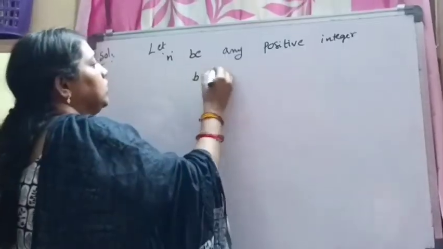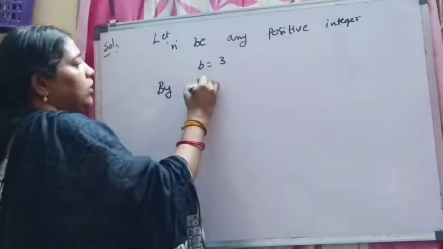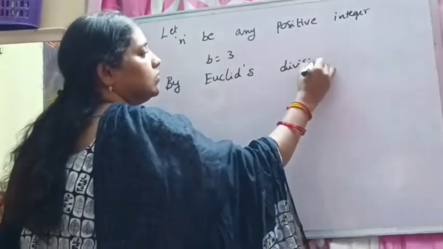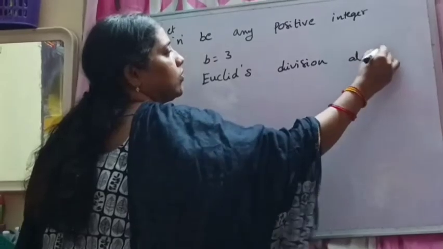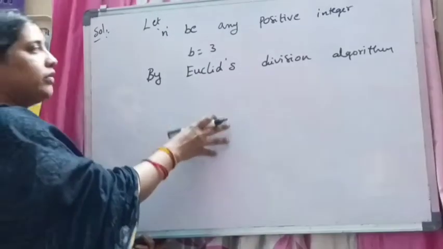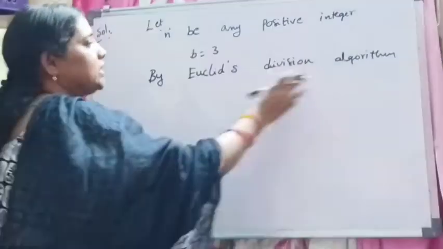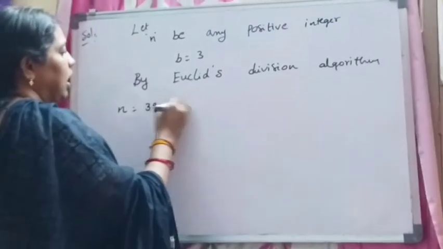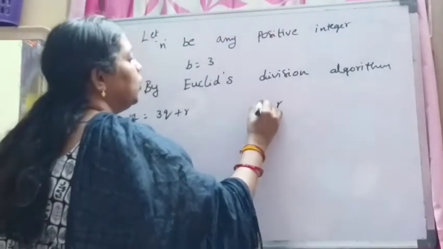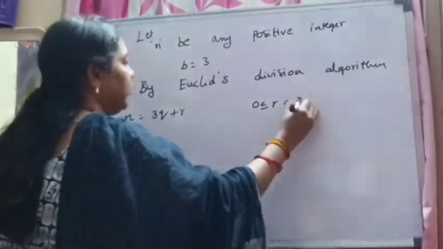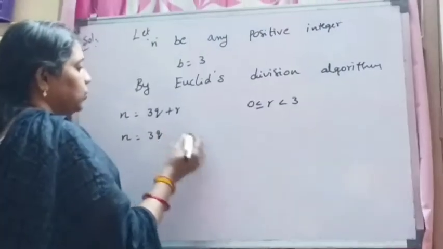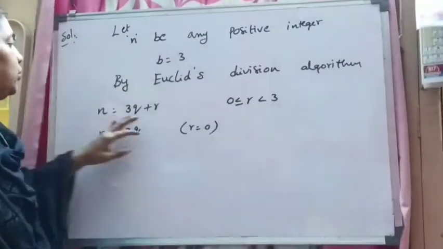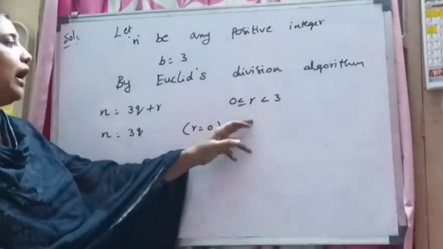Then b is equal to 3. By Euclid's division algorithm, n is equal to 3q plus r, where r is bounded by 0 is less than or equal to r is less than 3.